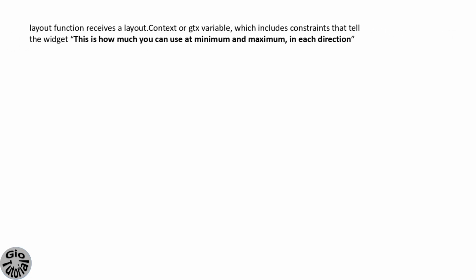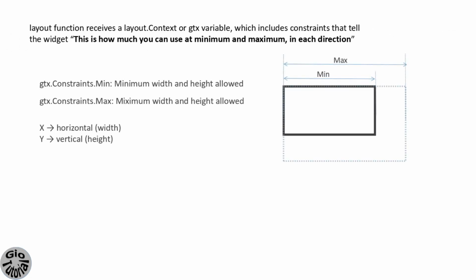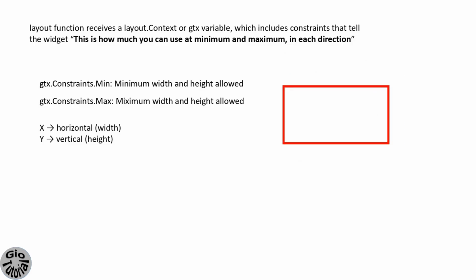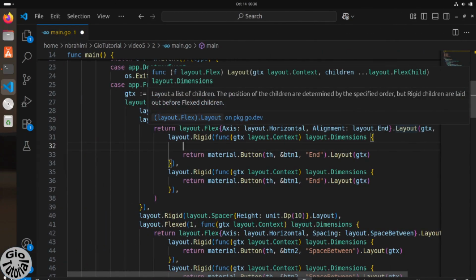In other words, gtx.Constraints.Min is the minimum allowed width and height. gtx.Constraints.Max is the maximum allowed width and height. Each of those has X and Y. So the button or any other widget can only size itself between those two limits. So if we set the same value to min and max, the button will take that size, not smaller and not larger. And this is what we're going to do.